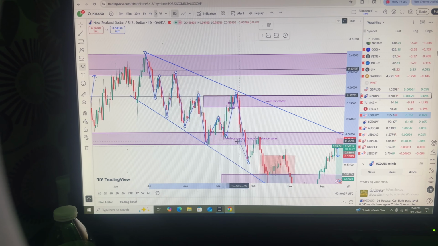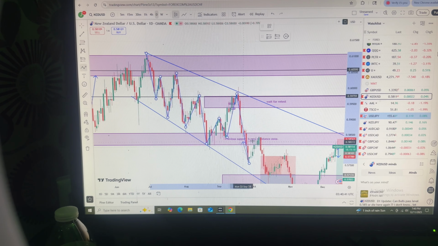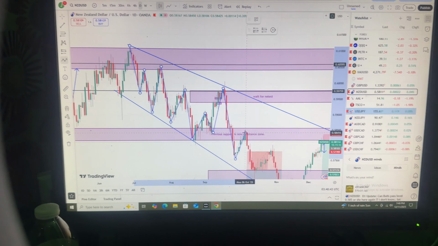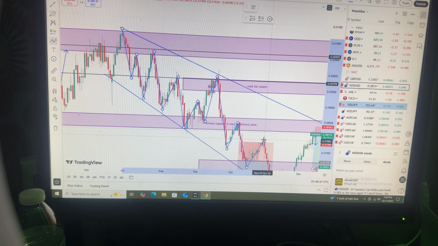This was a previous support, like I said on a weekly chart. This was a previous support. Then they made a lower high again, then a lower low, then a lower high.